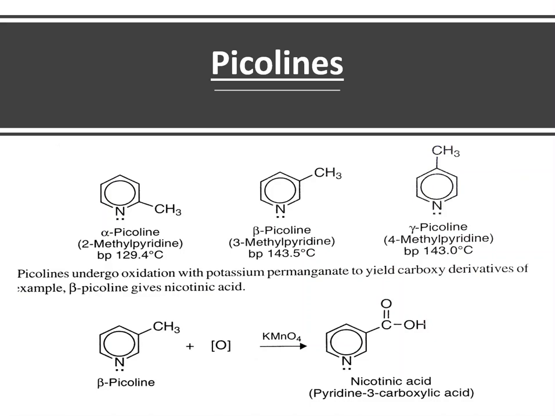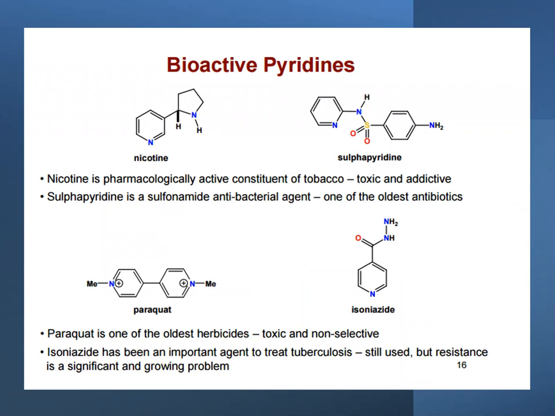So what is its application? It is used for the preparation of pyridine 3-carboxylic acid or nicotinic acid. Beta picoline is used for the synthesis of your nicotinic acid. Some of the bioactive precursors: where are they present? This is present in nicotine. So pyridine forms the base for your nicotine, the active constituent of tobacco, which is toxic and addictive in nature.